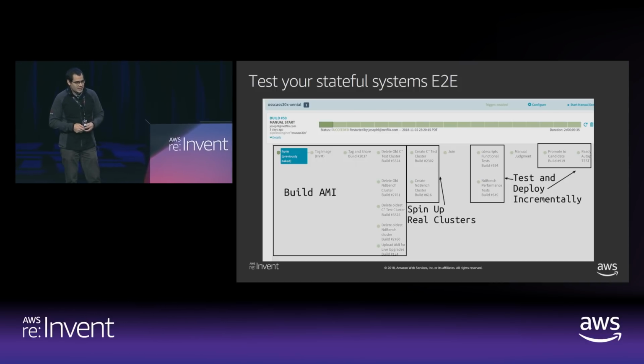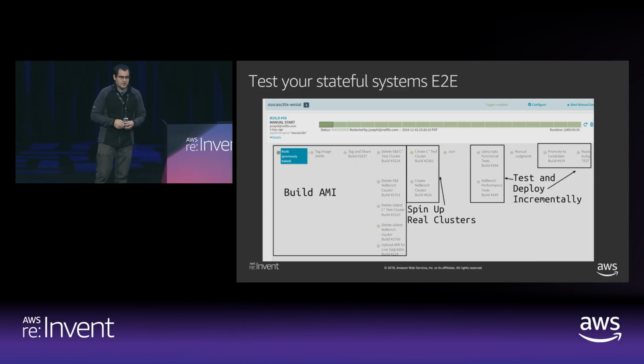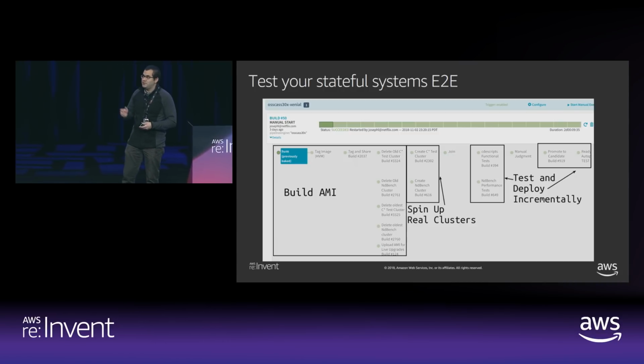And the way that we do it at Netflix is for every change of a data store AMI, we actually spin that up in a real multi-region cluster, typically 6 to 12 nodes. And we send real traffic at it with a tool called NDBench, which is a benchmarking tool that Netflix open sourced. And what that does is it allows us to exercise failure modes with real traffic load and then ensure that we're still meeting our SLOs and our SLAs. And that's the last stage.